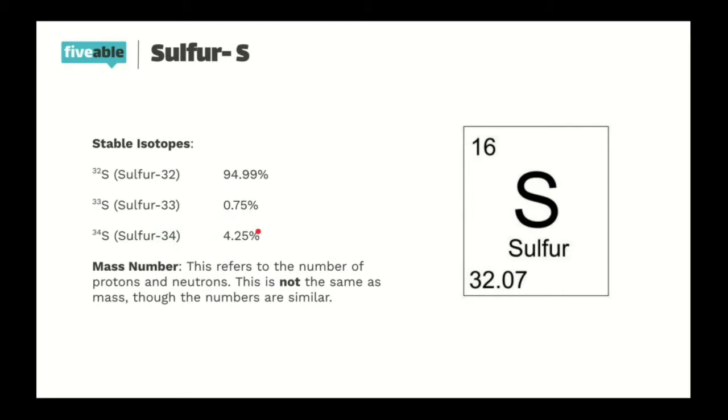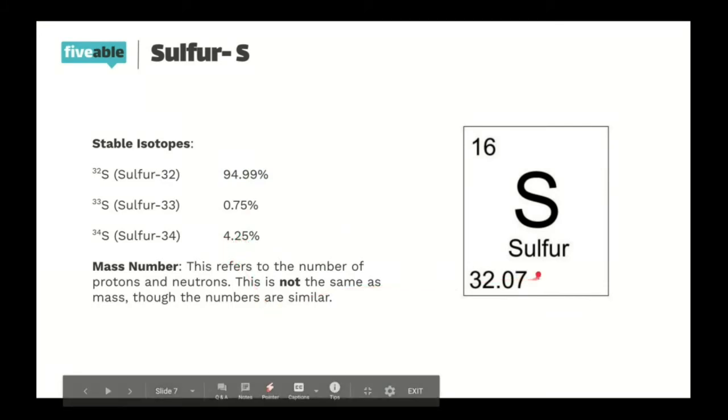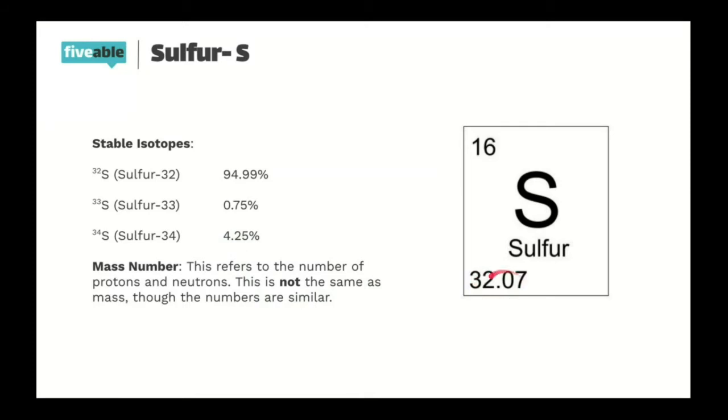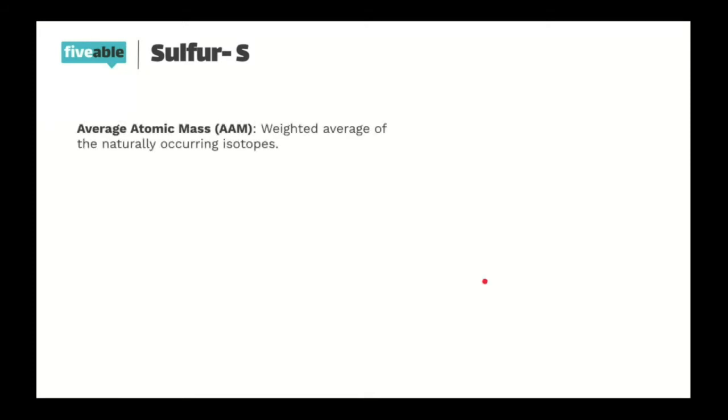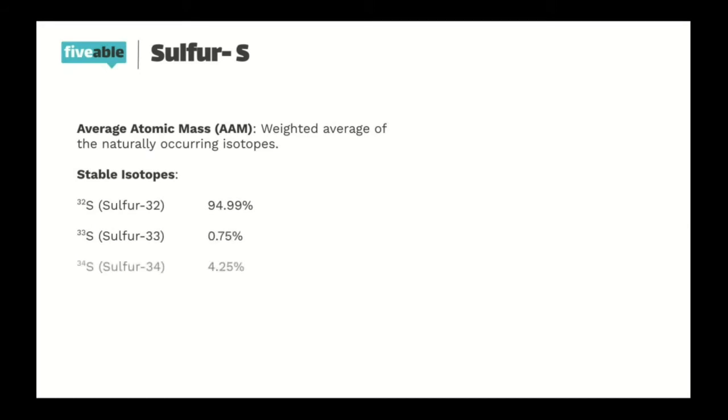And notice that on planet Earth, there's a different abundance, or a different amount of these atoms. Most of sulfur on planet Earth is 94.99%. Coming in second is sulfur 34, et cetera. And so this number down below, 32.07, is the average mass of all those naturally occurring isotopes, so those 3 isotopes.